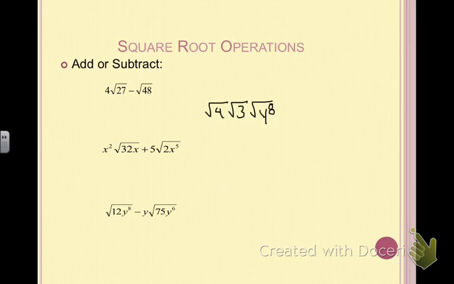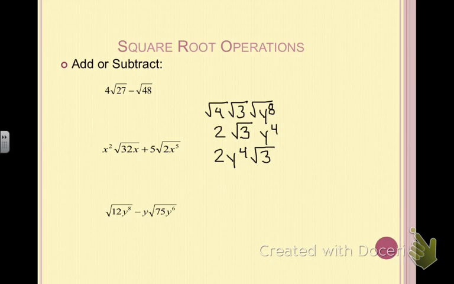Take the square roots of the perfect squares. The square root of 4 is 2. The square root of y to the 8th is y to the 4th power, and leave the other factors underneath the radical sign. And we end up with 2 times y to the 4th power times the square root of 3.